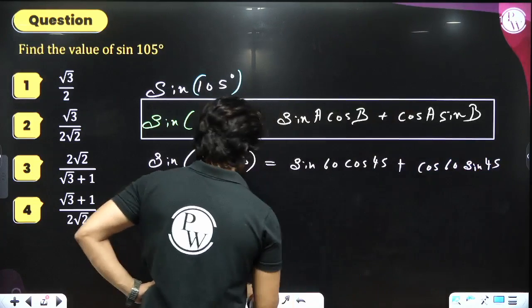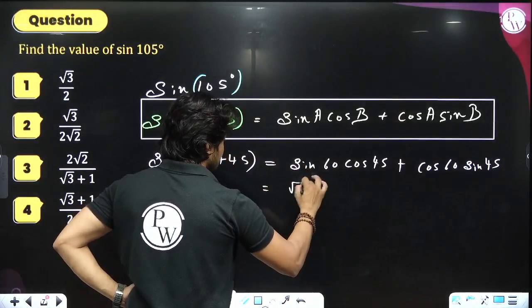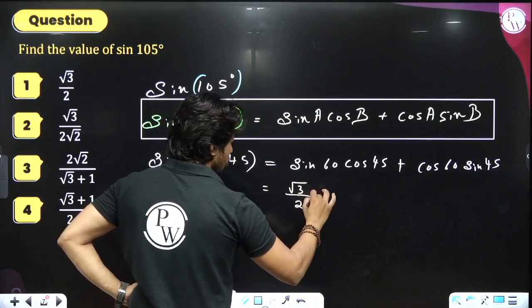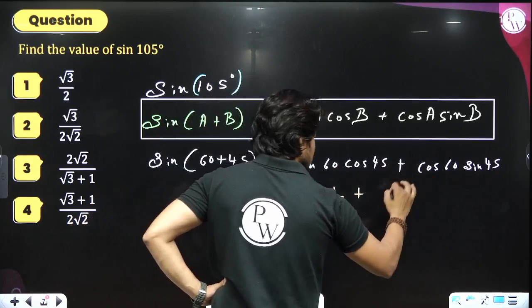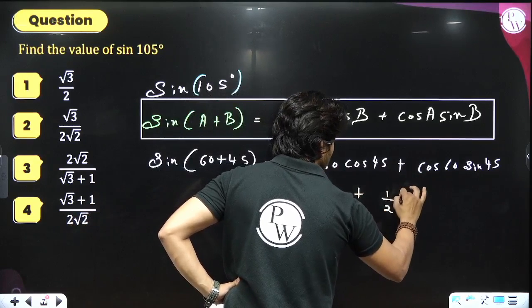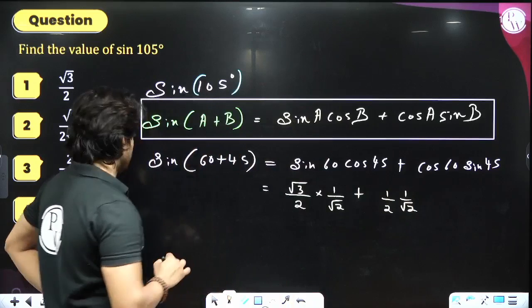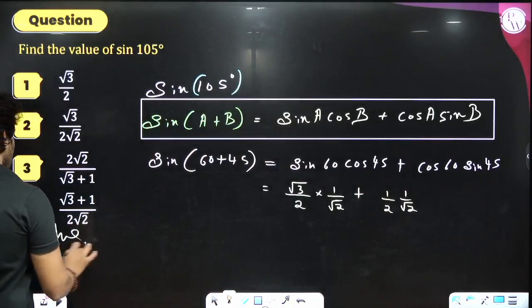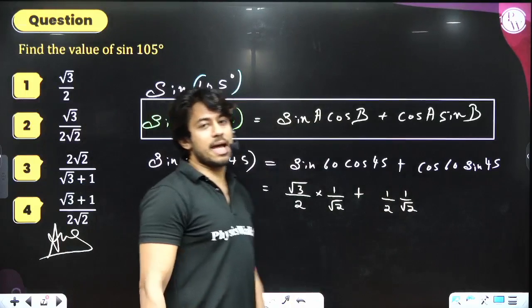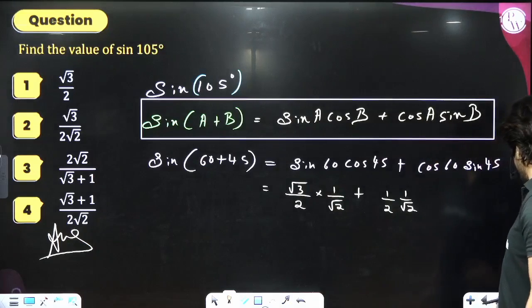Okay, substitute the values. So what do we get? We get sine 60, that's root 3 by 2, times cos 45, that's 1 by root 2, plus cos 60, that's 1 by 2, times sine 45, 1 by root 2. So root 3 plus 1 upon 2 root 2 is the answer. I hope that the point is absolutely clear. So here we go. Let's take the discussion ahead.